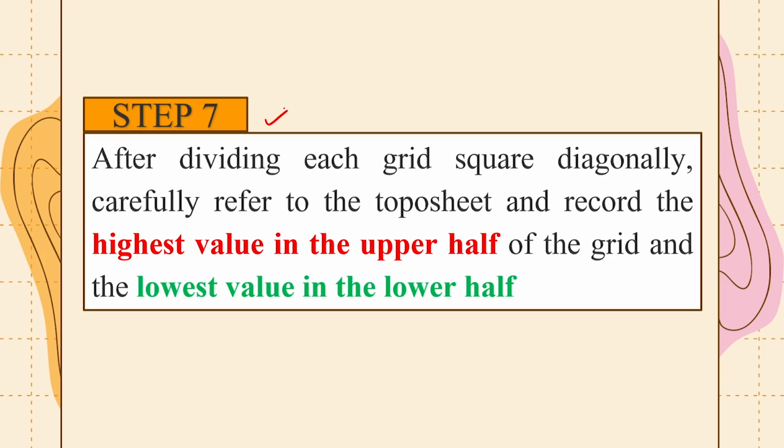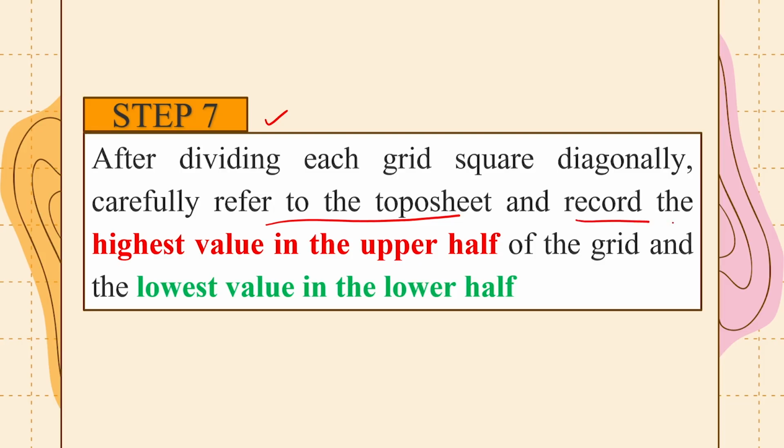So, after dividing each grid square diagonally, now carefully refer to the topo sheet. Once you have your tracing sheet and topo sheet with you, you need to refer to the topo sheet and the tracing sheet, and record the highest value in the upper half of the grid and the lowest value in the lower half of the grid. So, how can we do this?